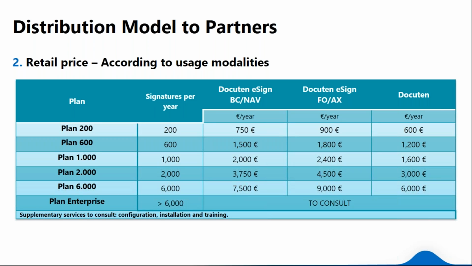We have some different prices according to first the modalities, the 3 modalities, and signatures per year. So we start from 200 signatures a year to a 6,000 signatures per year plan, and then we have some customer plan. So we will do ad hoc for every customer.